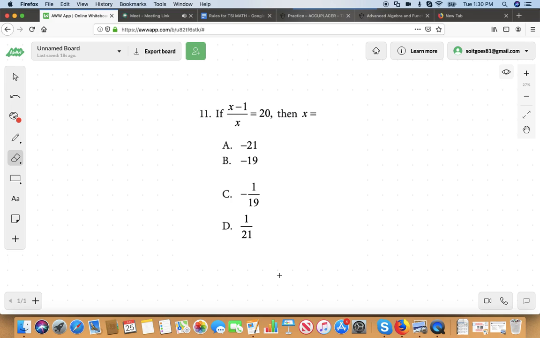Negative 1 over 19, and d). Yeah, that's good enough. All right. How are we going to solve this? You can tell me right now. Plug it in. Plug all the answer choices. Plug the answer choices. Absolutely.